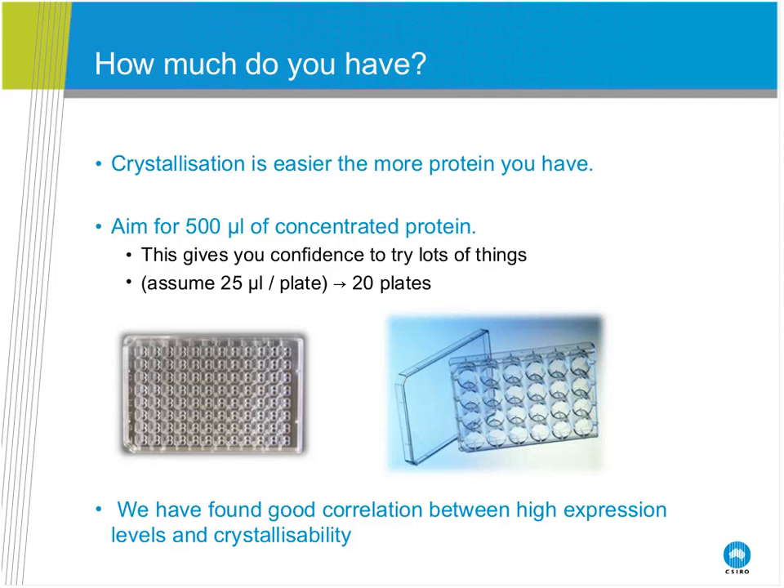And from my previous life at SGX Pharmaceuticals and from my work here, we have found that the best correlation between crystallizability and any other factor seems to be expression levels. If you have a protein that expresses seriously well and purifies really easily, then it is more likely to crystallize than the problem children that you have during the expression and protein purification stage, which makes sense because they're both a function of the stability of the protein.